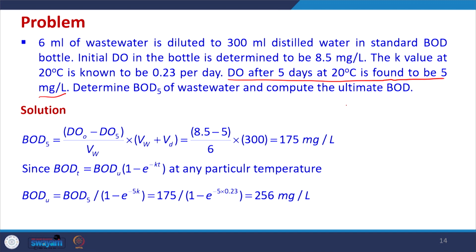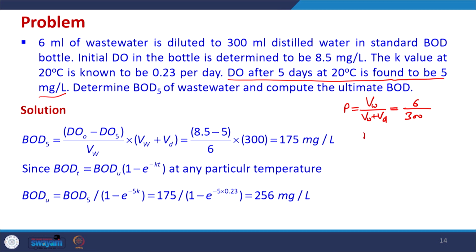First thing is that we have been given the dilution factor, because 6 ml of wastewater is diluted to 300 ml of distilled water. So, we have volume of wastewater plus volume of dilution water, and this is given to be 6 ml by 300 ml. So, this is the dilution, P, given here.